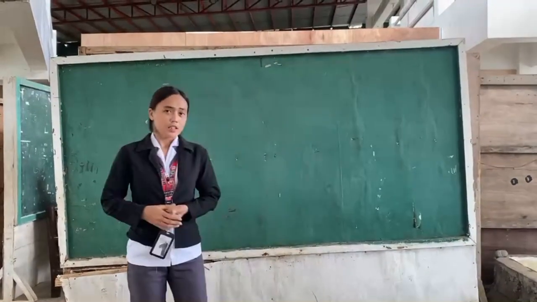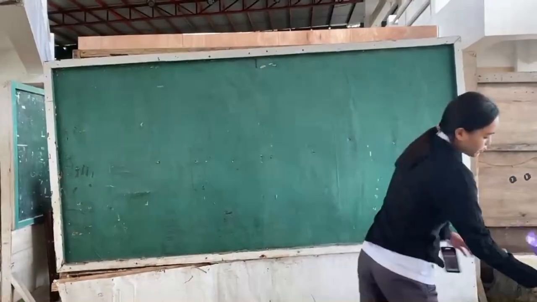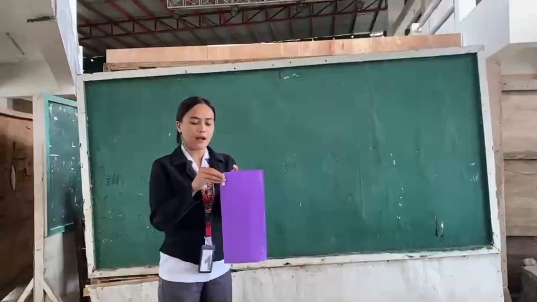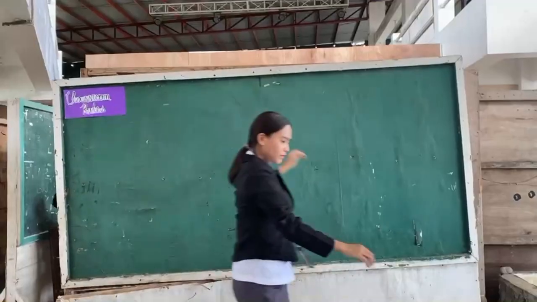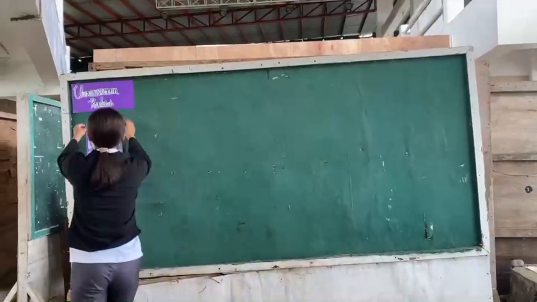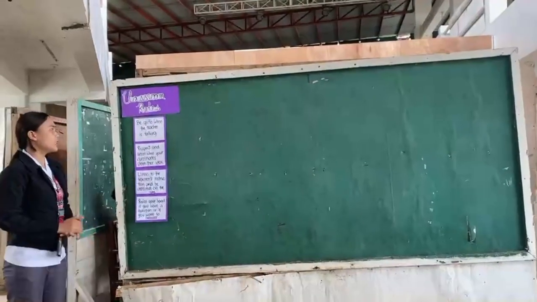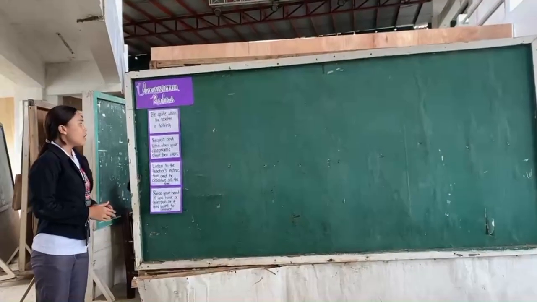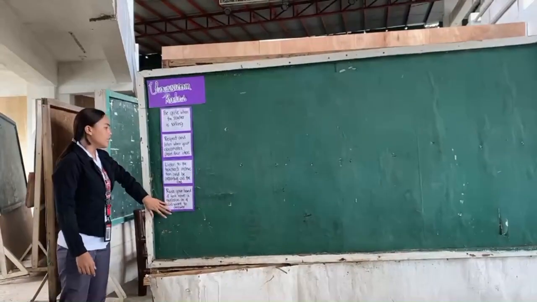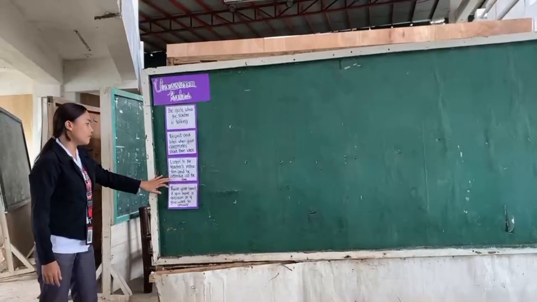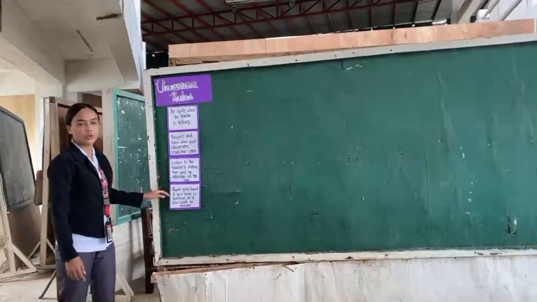Before we start our class, let me present to you our classroom rules. Everyone needs to follow these rules. First, be quiet when the teacher is talking. Next, respect and listen to your classmates share their ideas. Next, listen to the teacher's instruction and be attentive all the time. Last, raise your hand if you have a question or if you want to answer.